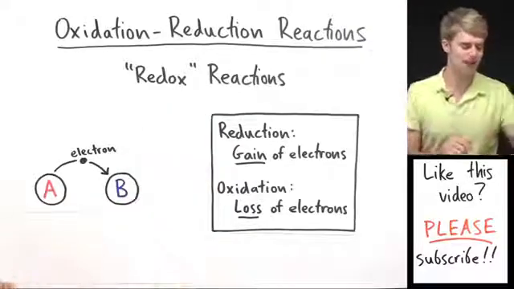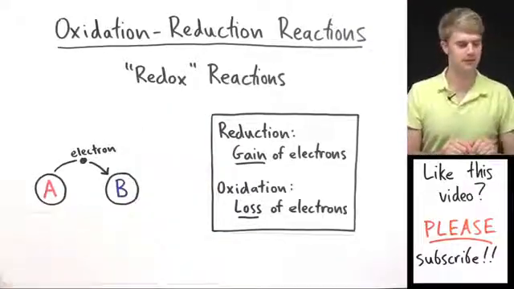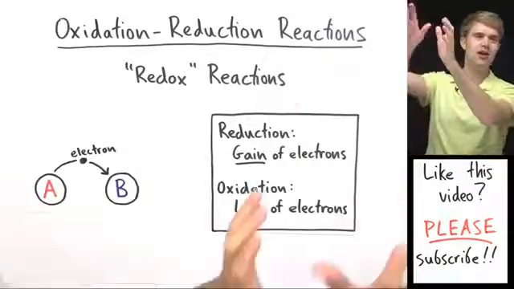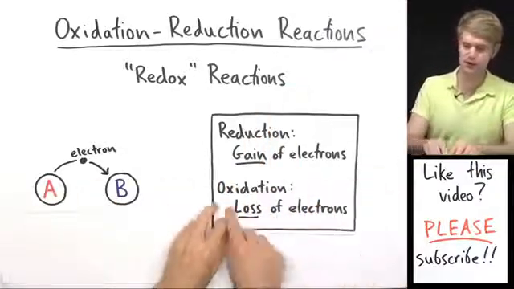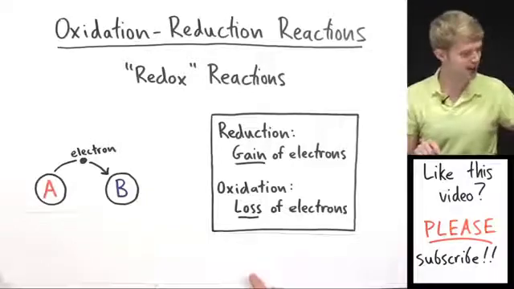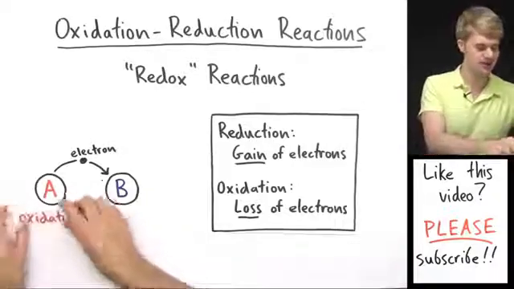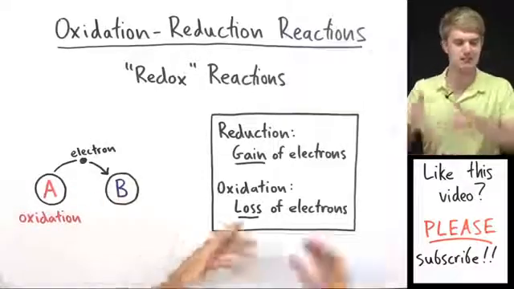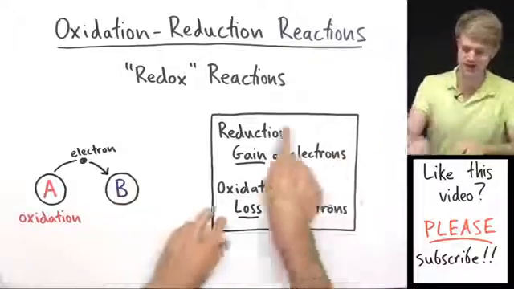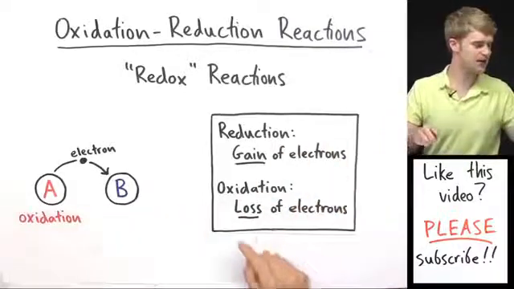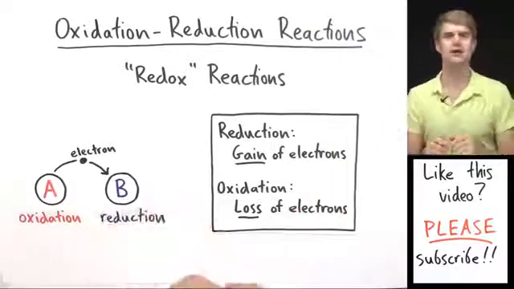What's happening to atoms A and B over here? Well, atom A is giving up one of its electrons. It's losing an electron. So at atom A, oxidation is taking place. Atom B is receiving an electron. It's gaining an electron. So at atom B, reduction is taking place.